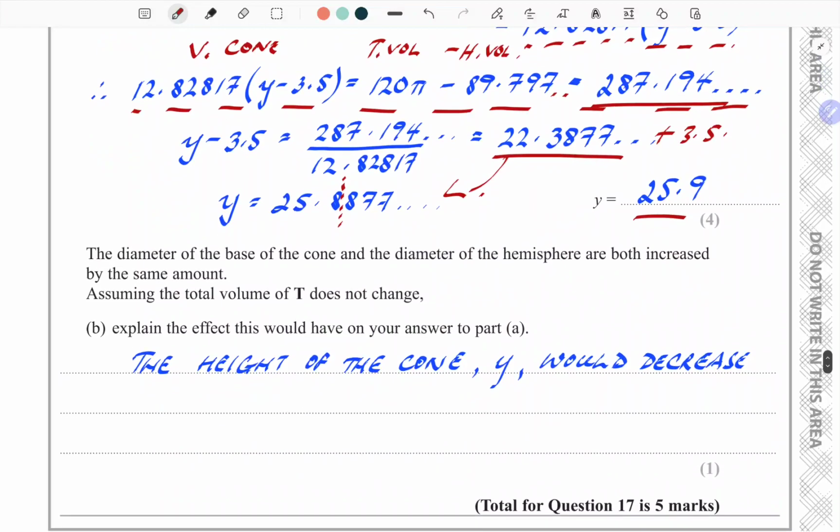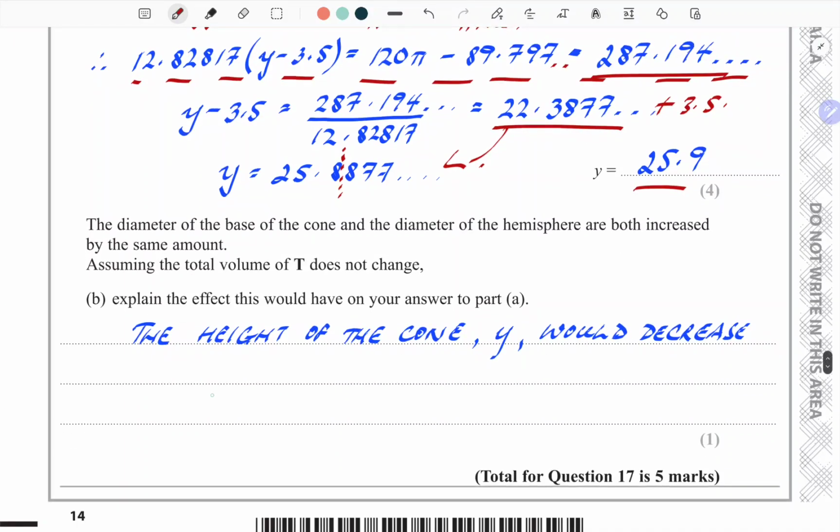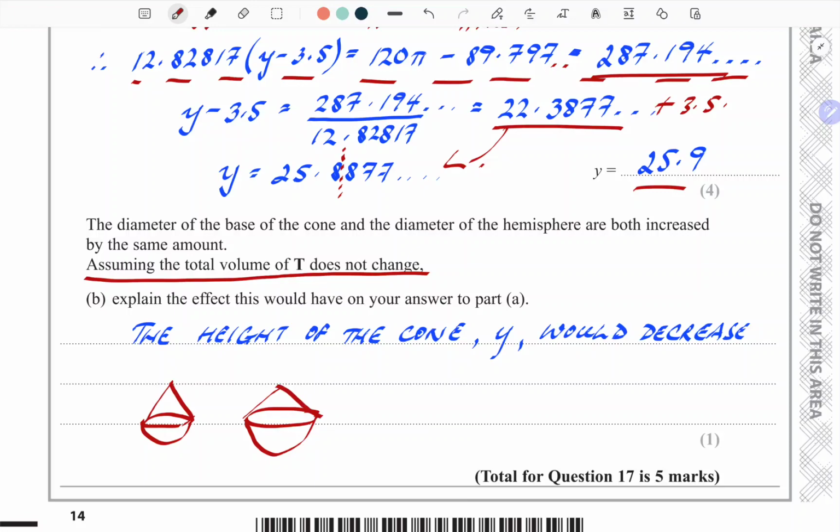All right, part B. The diameter of the base of the cone and the diameter of the hemisphere are both increased. Basically, the shape gets wider, so it's like a bigger circle. To keep the same volume, assuming the total volume of T does not change, you've already got a huge amount in the hemisphere itself. So that means you don't need to go quite so tall with the cone. So explain the effect this would have on your answer to part A.